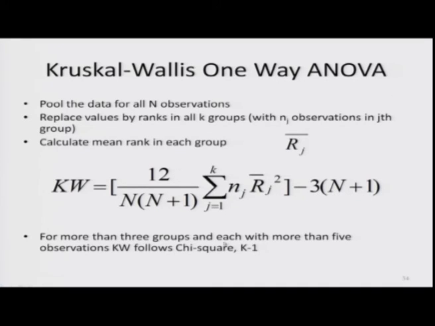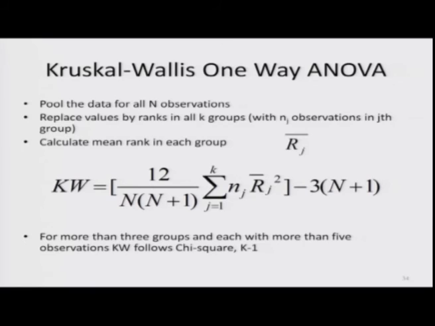This applies for more than 3 groups and each with more than 5 observations, which will usually be the case. In sociological data, this will always be the case. If you are using the Kruskal-Wallis test, it means you are dealing with more than 3 groups, and in each group there are more than 5 observations. Then the Kruskal-Wallis statistic follows chi square with degrees of freedom k minus 1. So, you can say that KW is actually chi square, if there are more than 3 groups and in each group at least 5 observations.